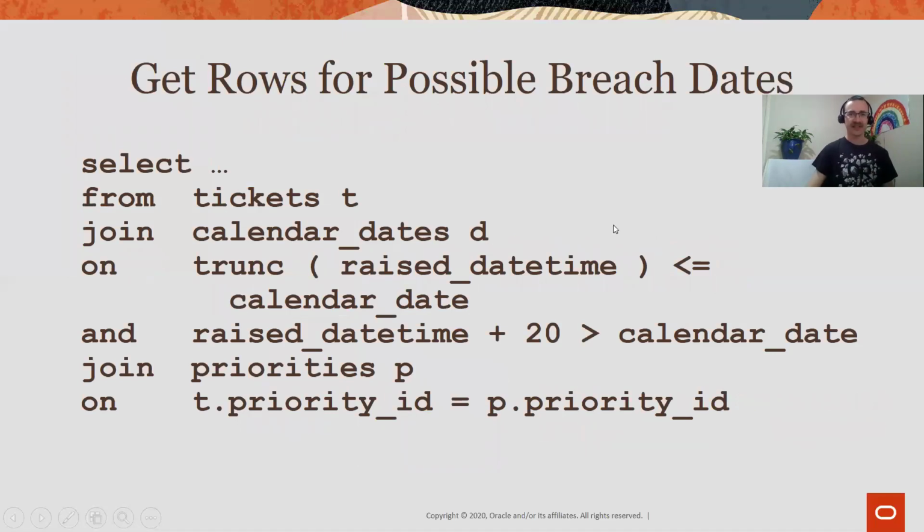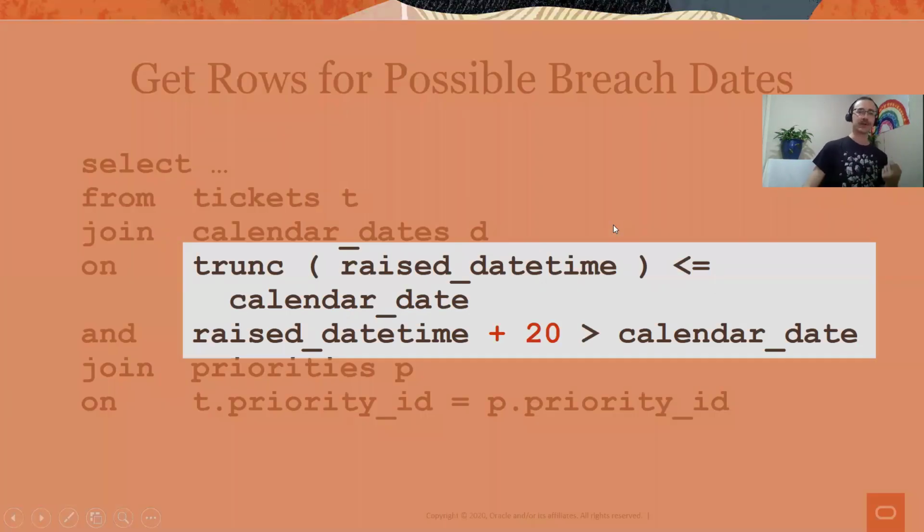Now the interesting thing here is this bit where we are joining the dates table to the tickets. So the first date is the one that the ticket was actually raised on. So take the start of that date, trunc the date of the ticket raised, find all the dates greater than or equal to that. So that is our lower bound. Now, we could leave this second criteria off here and just find all the dates after the raise date for that ticket. But then that upper bound could be quite large.